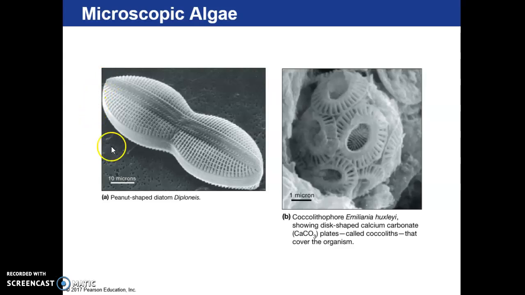Here's what they look like. You have a diatom. You can see that it has two pieces. That's where they get their name. All of the diatoms, this is just one example, have two pieces to their body, if you will. And then here's a coccolith, and you can see each and every little shell. Each individual is a coccolith. The whole thing together is a coccolithophore.